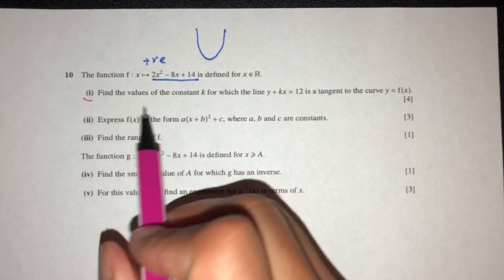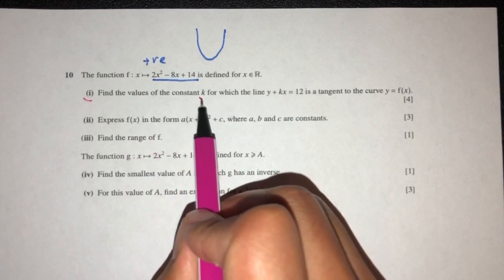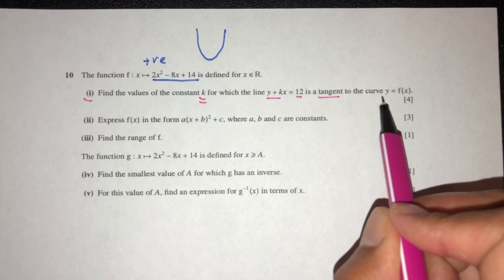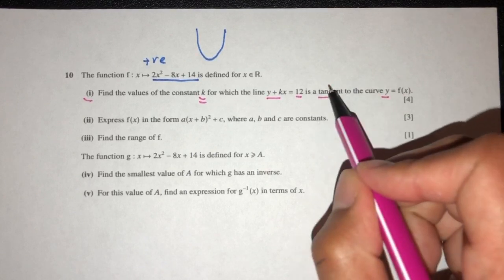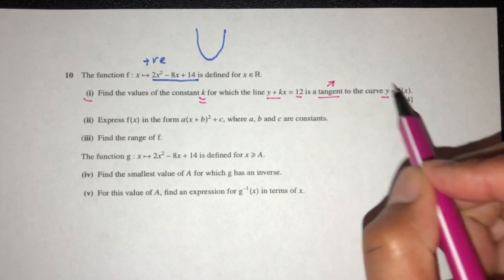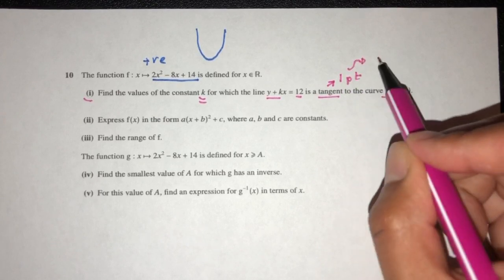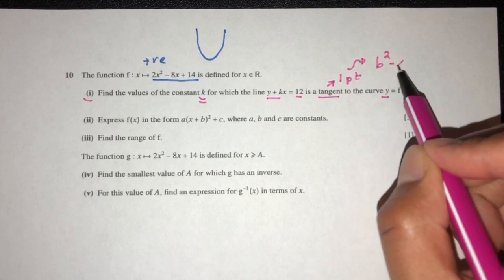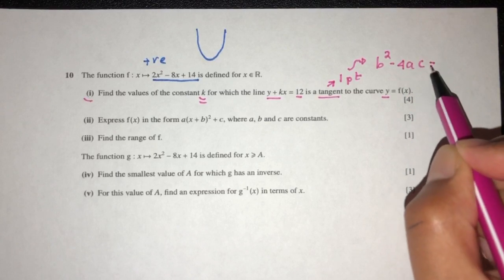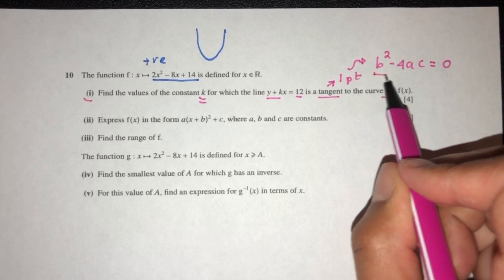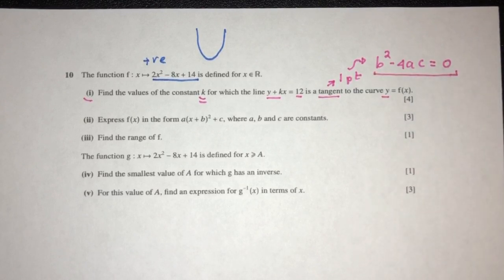Now part 2, we have to find the values of k, for which the line, this, is a tangent to the curve this. So pretty easy. Tangent means it only meets the curve at one point, right? Because of that, we understand the discriminant, which is b squared minus 4ac, has to be 0. So this means this and this means this. So we have to use that to find the value of k.